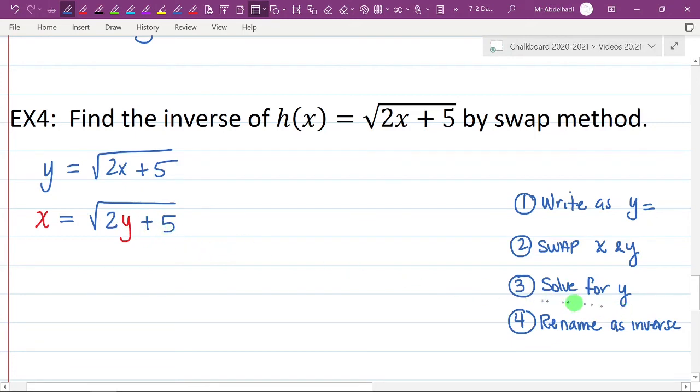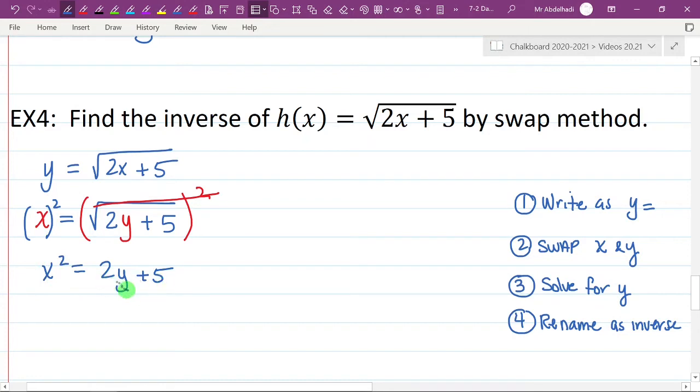Now we need to solve for y, meaning get the y by itself. Well, we can't do anything as long as this square root is here. So how do you get rid of a square root? Well, what's the opposite of square root? Squaring. So we'll square both sides. If we square both sides, the square root kills the square, and now this just becomes 2y plus 5 here, and this side becomes x squared.